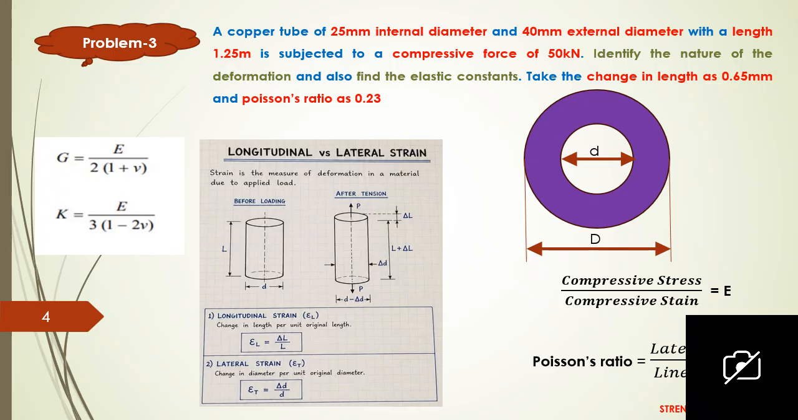Also the actual length is given and the change in length is also given. Strain is equal to change in length by original length. From that we can easily find the value of strain. So by using stress and strain we can find the value of modulus of elasticity, that is capital E. Poisson's ratio is given, so directly we can find the other two elastic constants, that is modulus of rigidity and bulk modulus. So hope you all understand the basic problems. Thank you.